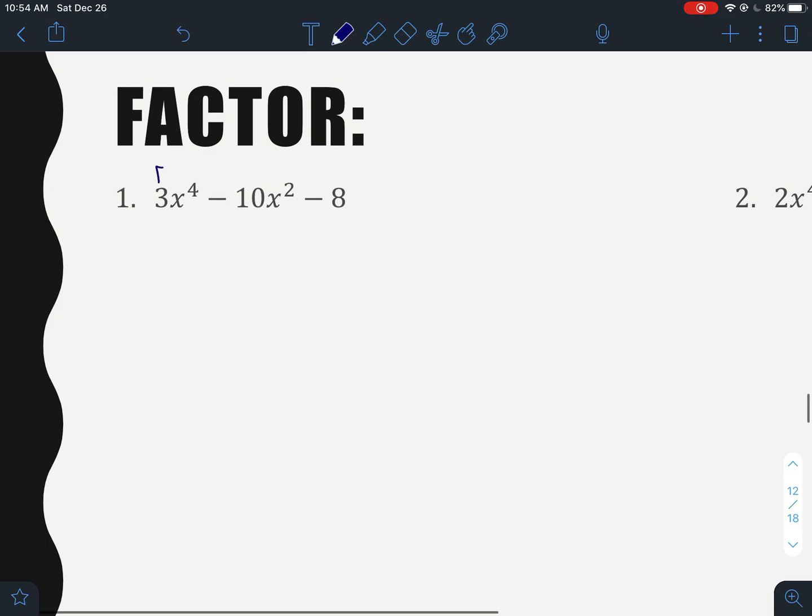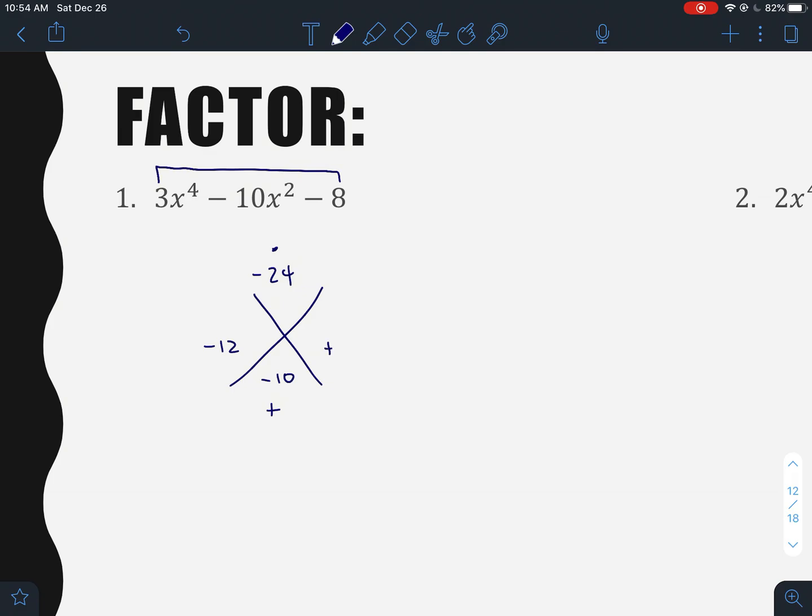All right, we have 3x to the fourth minus 10x squared minus 8. Again, it's a trinomial, so we can take the a times the c. And so I need two numbers. When I multiply them, I get negative 24. When I add them, I get negative 10. So that would be negative 12 and positive 2.